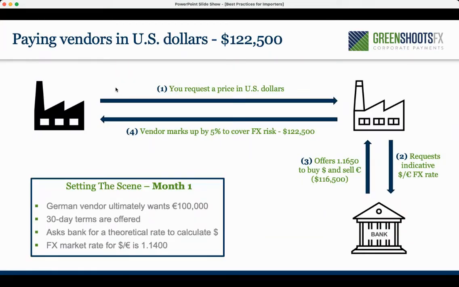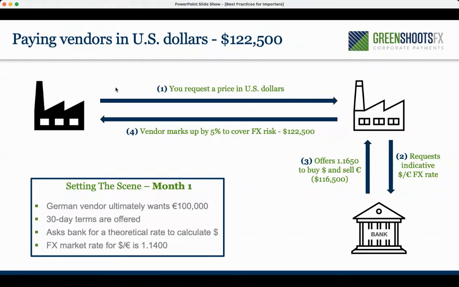So in setting the scene, as you can see in the bottom left there, this is the first month and you're looking to buy a pallet of widgets from Germany. You're being offered 30-day terms, and the current foreign exchange market rate for dollar euro is 1.14. So that's $1.14 for every euro, and that's the rate that's typically charged between banks. But your vendor's bank will add a hefty margin to the exchange rate, as banks typically do. They are, after all, for-profit organizations and well within their rights to do so.